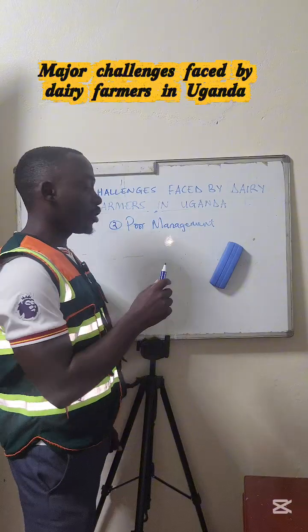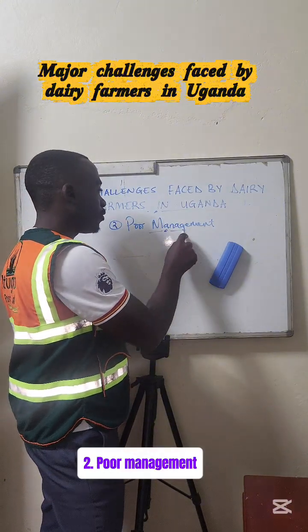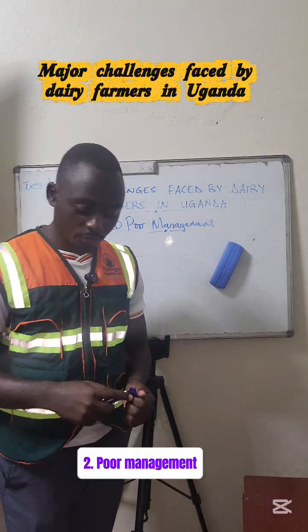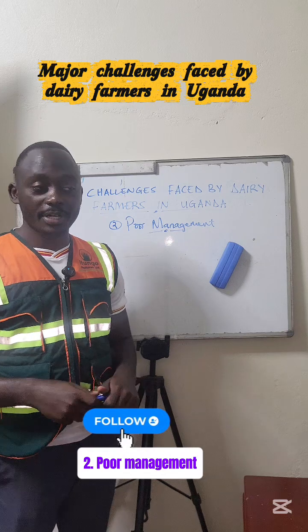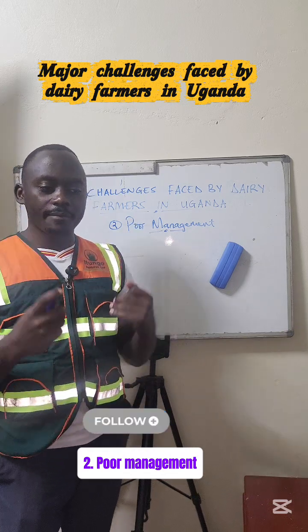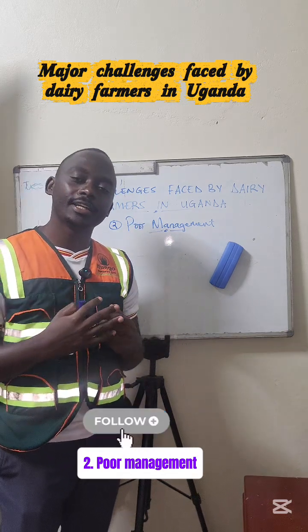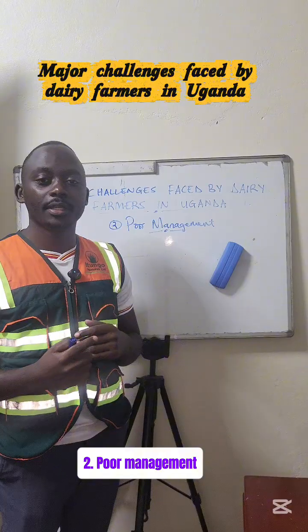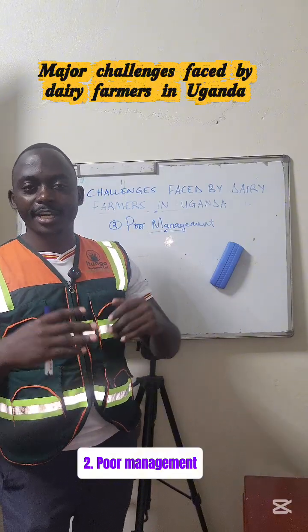The second challenge we are going to look at is poor management. Poor management starts from human resource. It goes to enterprise management. You find most farmers, they are not evaluating their enterprises, seeing how they are performing. They do not know which worker is in charge of what.